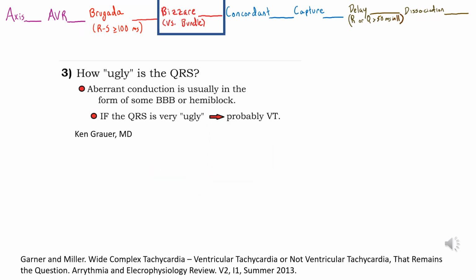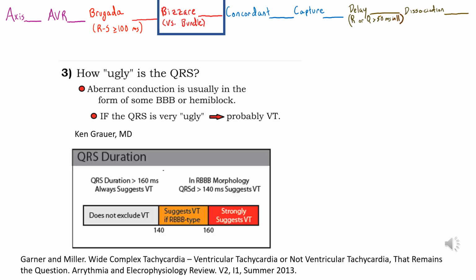Now for bizarre versus bundle. Most wide complex tachycardias we see will have right or left bundle morphology in the precordial leads. The less consistent the morphology is with a recognizable bundle shape, the more likely it is to be associated with VTach. Let's also keep QRS width in mind here as well.